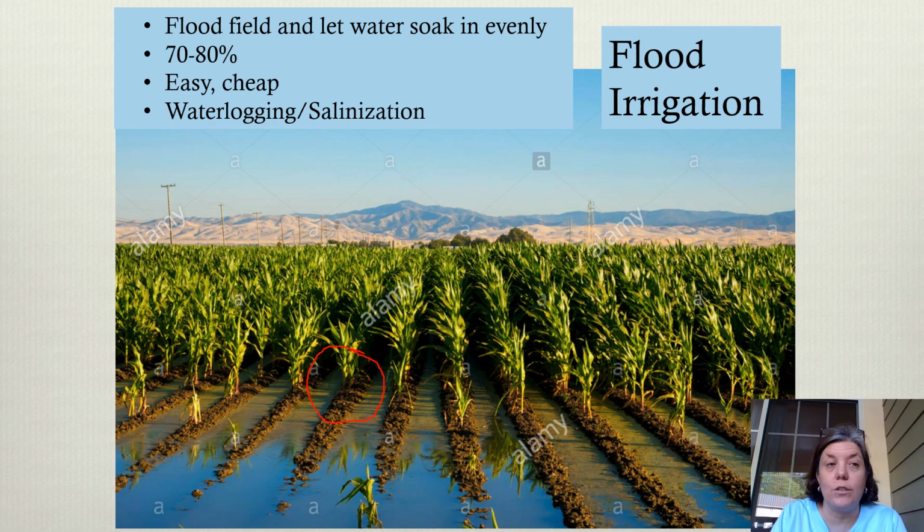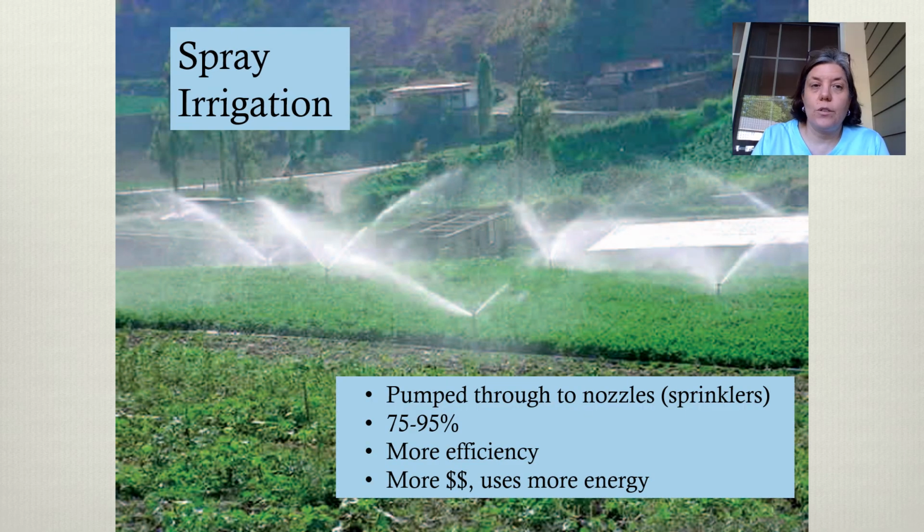Those are two disadvantages. The next type of irrigation is called spray irrigation. You may be more familiar with this, where you see sprinklers basically pumping out water. So nozzles or sprinklers pump out water. It's 75 to 95% efficient. So the advantage here is it's more efficient, but a disadvantage of spray irrigation is it costs a lot of money and it uses more energy.